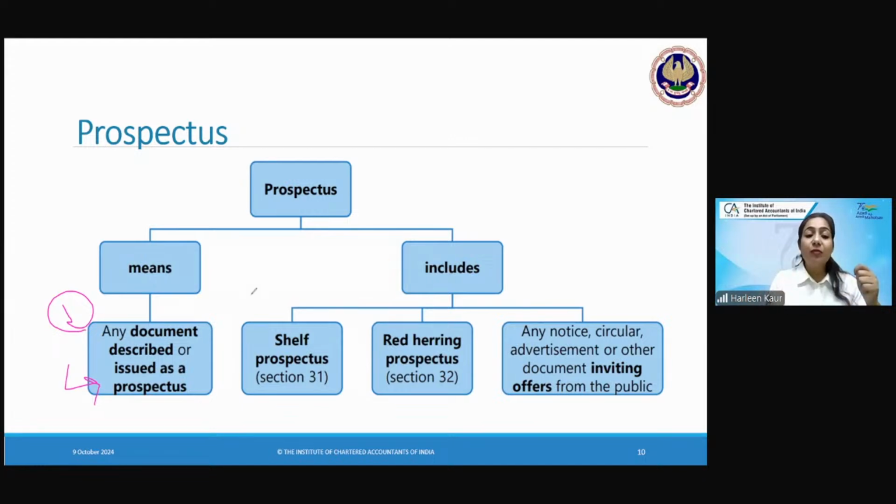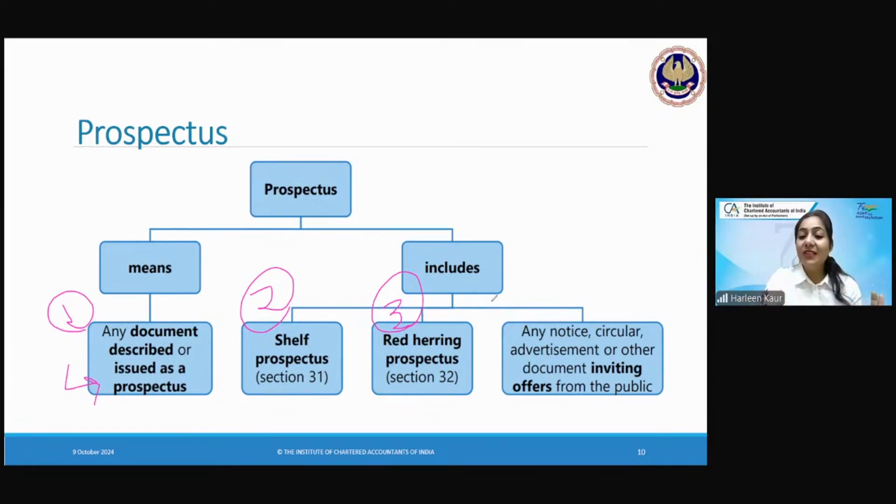And it includes shelf prospectus. Now, what is shelf prospectus? You never told us because it is yet to come. Section 31. These are basically types of prospectus, which is there in the definition also. So, shelf prospectus means a prospectus. Red herring prospectus means a prospectus. They should have written abridged also. Abridged is the summary of the prospectus.